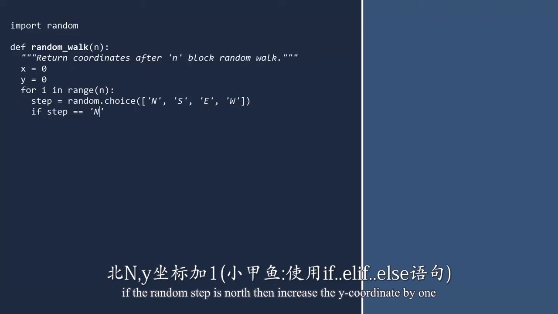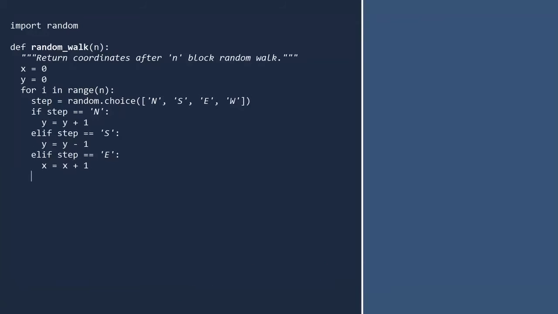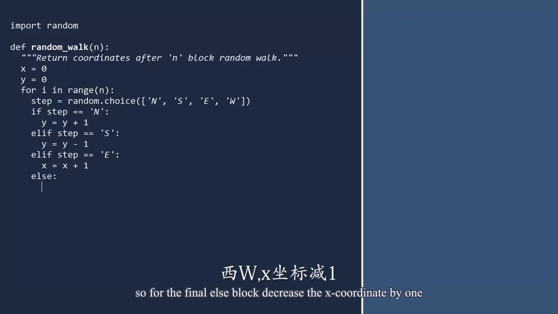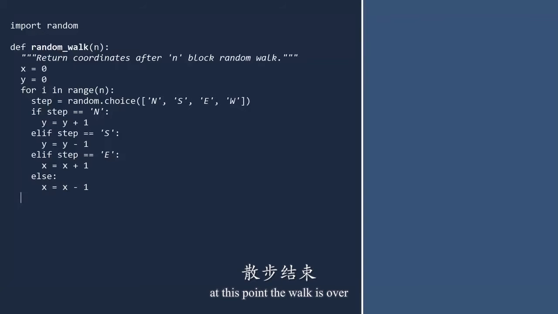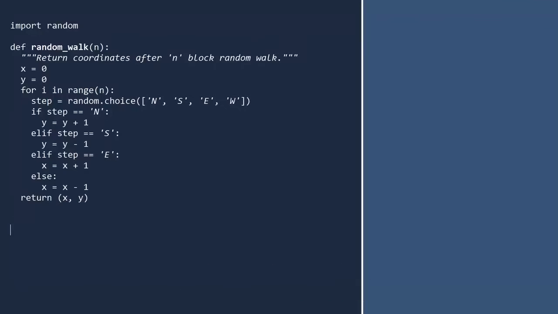If the random step is north, then increase the y coordinate by 1. If it's south, decrease the y coordinate by 1. If it's east, increase the x coordinate. And now the only remaining alternative is west, so for the final else block, decrease the x coordinate by 1. At this point, the walk is over, so we return the coordinates as a tuple.